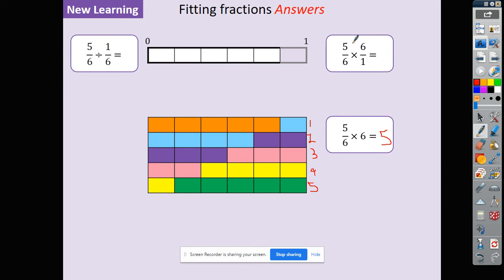Now you may have said, well, actually I can use my knowledge here of multiplication, because 5 times 6 would give me 30. 6 times 1 we know is 6. And we know that 30 divided by 6 is equal to 5. So I've given you 2 different models you can use here. If you're quite confident with this, you might want to use this model here. Or if you're not sure, you can absolutely draw it to help you.